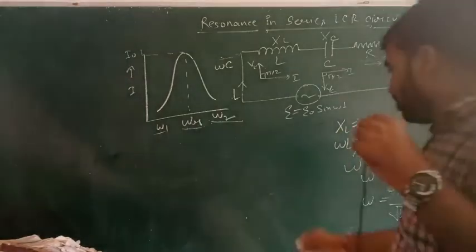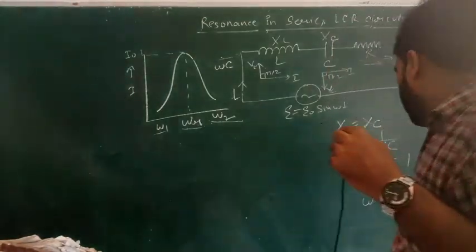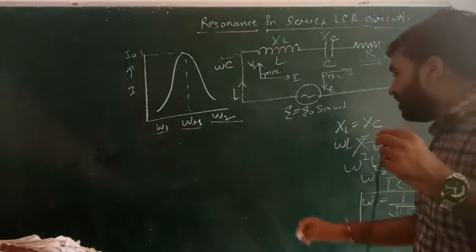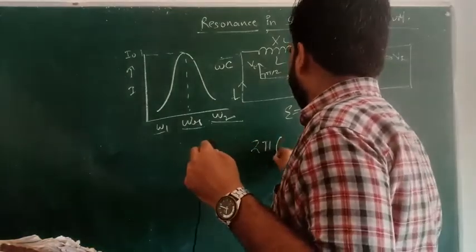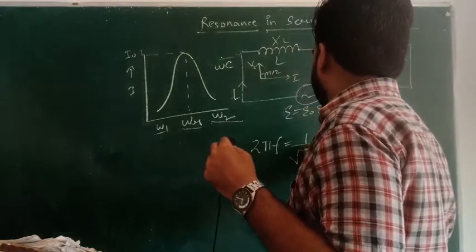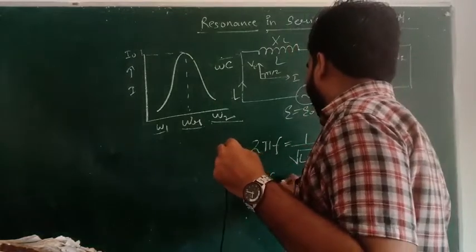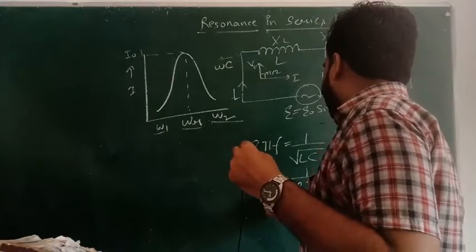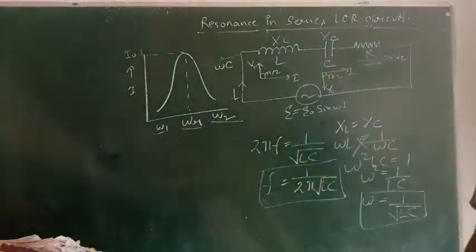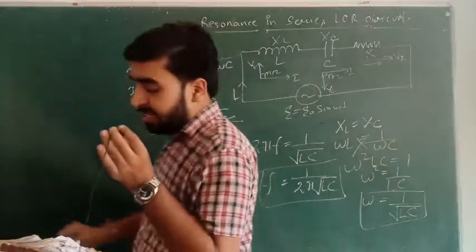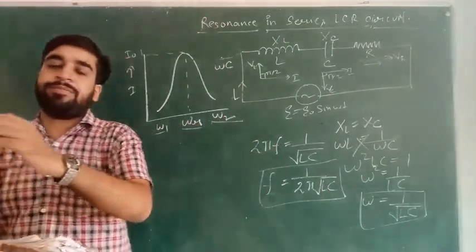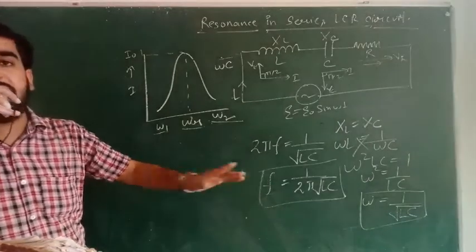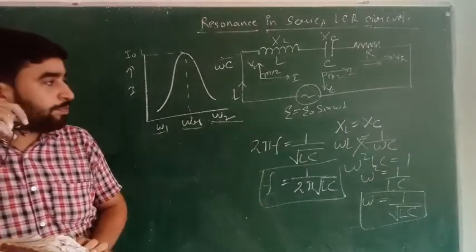Now, what is the value of omega? Omega is equal to 2 pi f. So 2 pi f is equal to 1 upon root LC. So what is the value of frequency? 1 upon 2 pi root LC. This is a very common question which is asked in exams. In a series LCR circuit, what is the value of frequency? That is given by f is equal to 1 upon 2 pi under root LC.